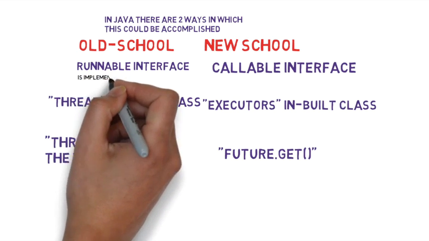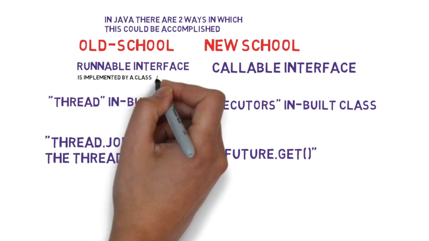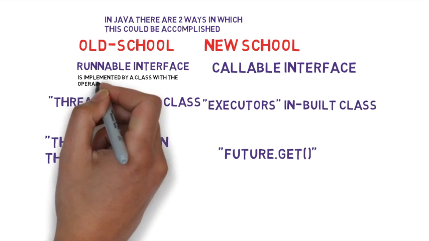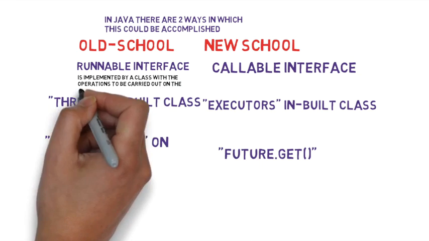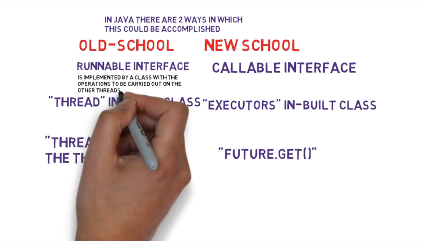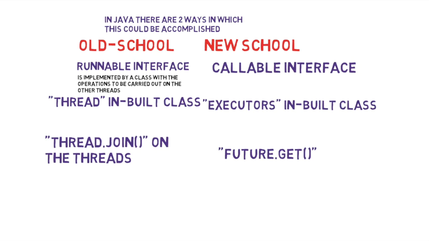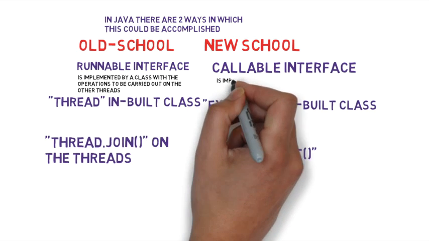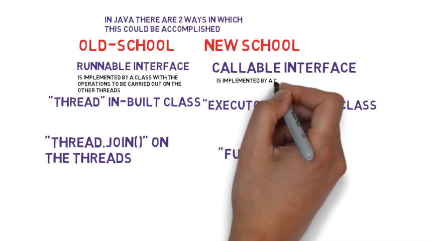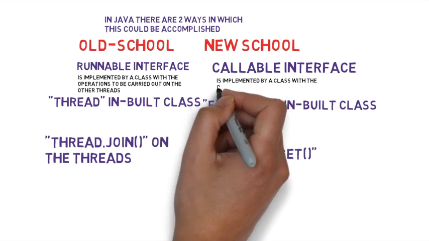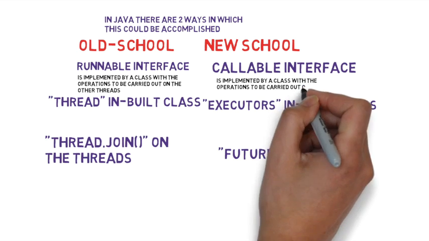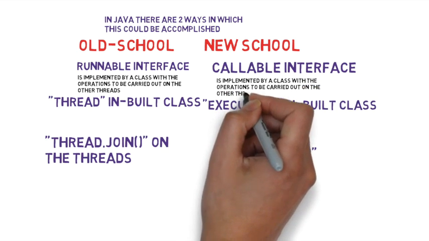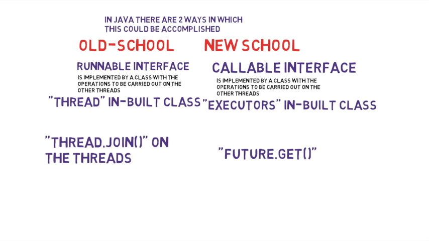Let's look at some details on each of these. The runnable interface is implemented by a class which has the operations which you want to carry out on the other threads. The runnable encapsulates all the operations that will be performed on another thread, and if you think back to our example, the runnable will contain the instructions to scrape different websites. You can pass in the website as a parameter and the runnable will just execute those instructions. Similarly, it's the callable interface in the new school which will have the operations to be carried out in other threads. It's an exact analogy.